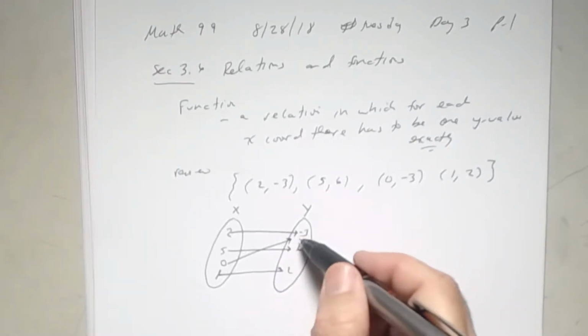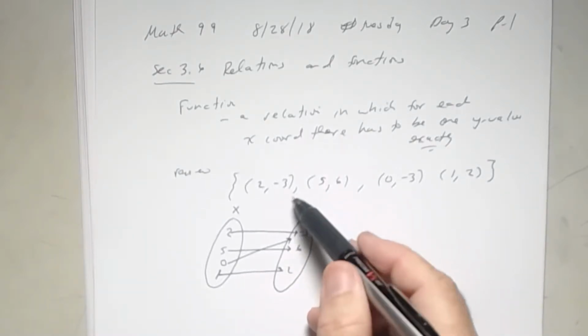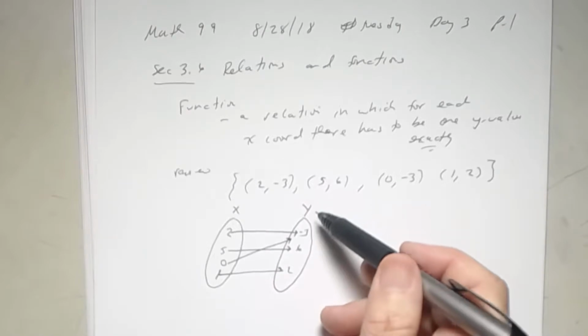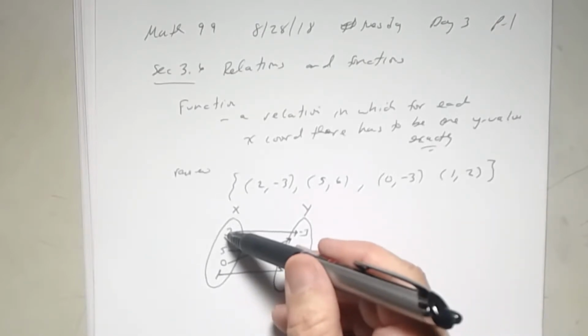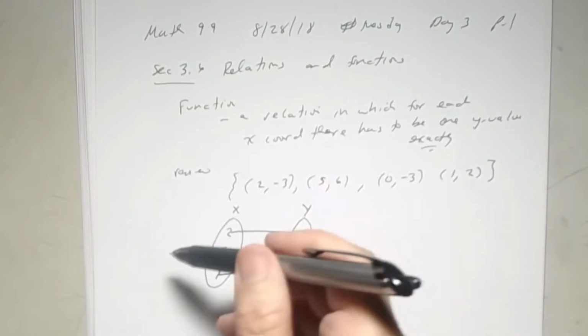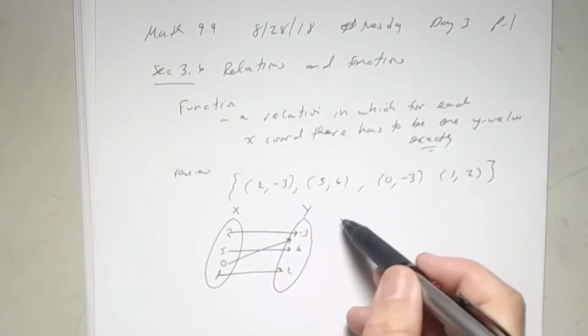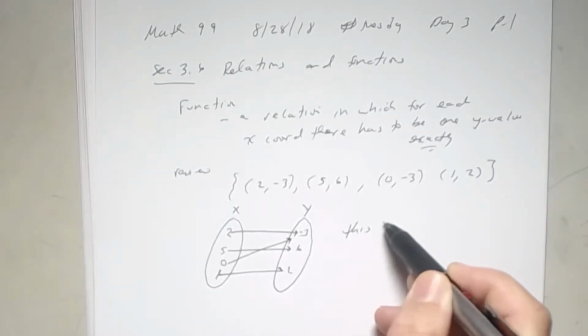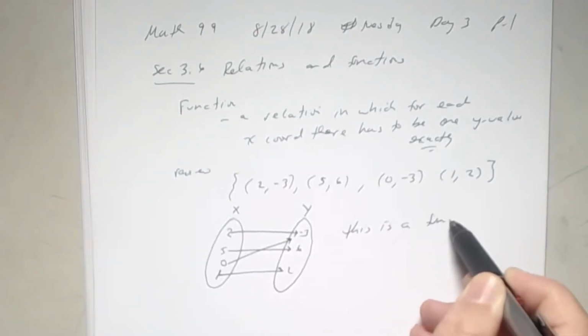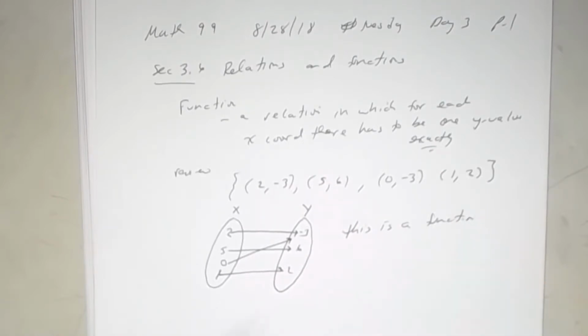What confuses people is they see the y's occurring more than once. It's okay for the y's to occur more than once. The x's can't each have more than one y value. So this is a function. That's what we talked about last class period. You have those worksheets that are due, just go ahead and turn them in.